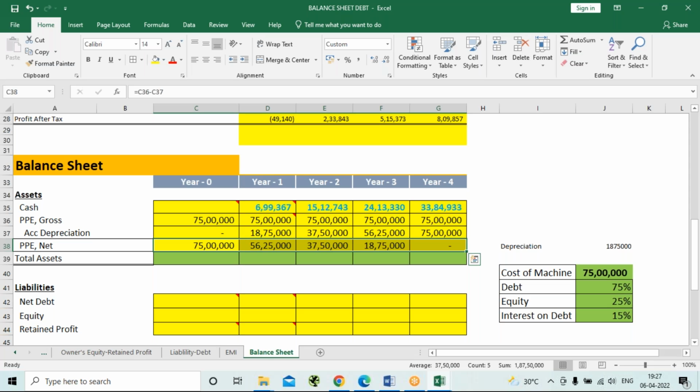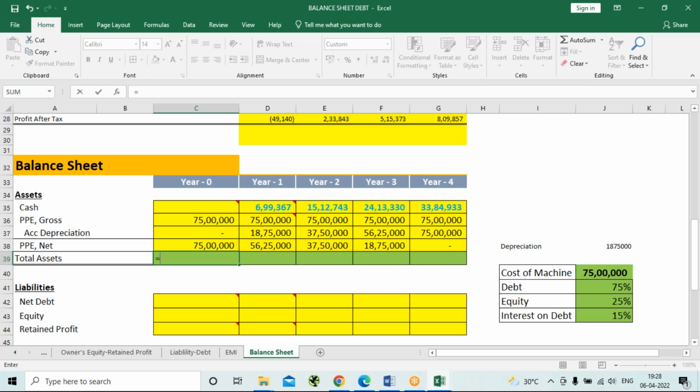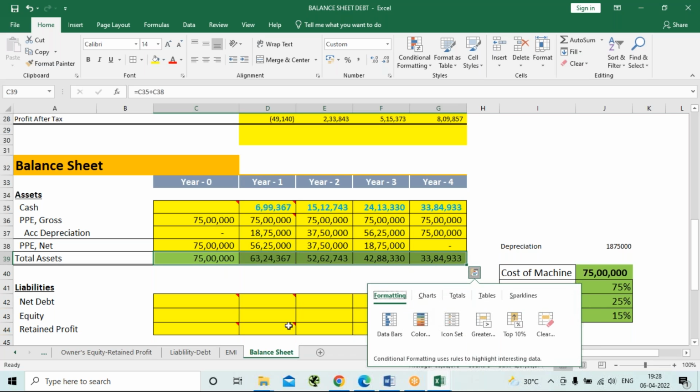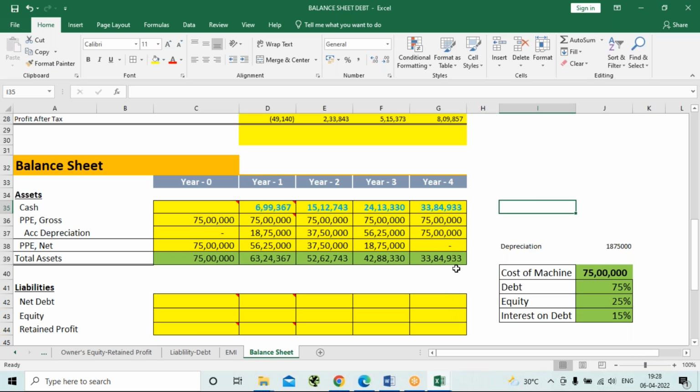Okay, so now it is asking us to calculate the total asset value. How do we calculate the asset value? It should be equal to the cash plus PPE net, because PPE net is the value which is calculated after the calculation of PPE gross and depreciation value. So cash plus PPE net value we are supposed to calculate. Now let's see the total asset value for that financial year, for the last period.